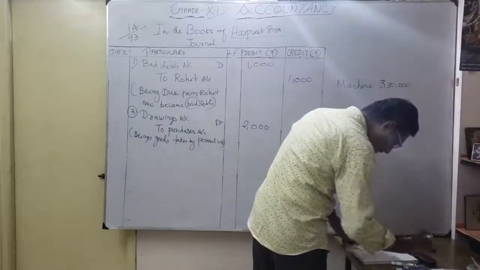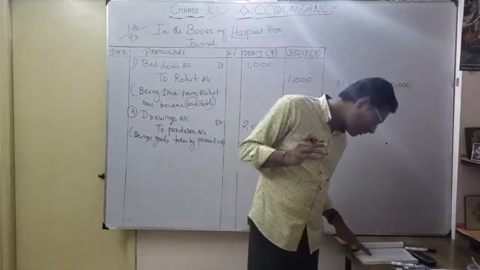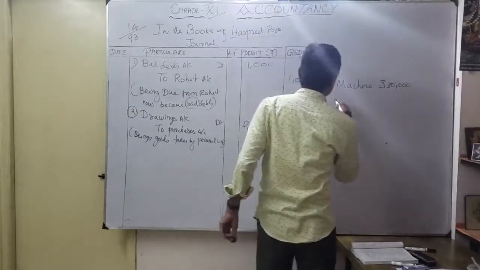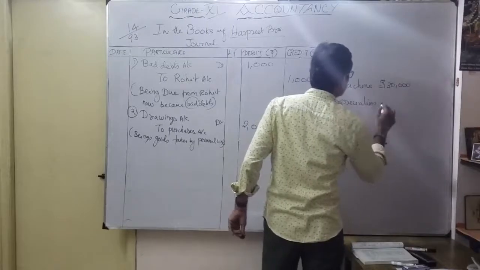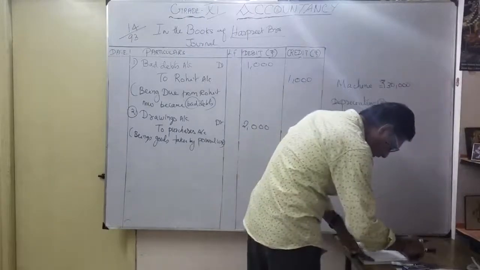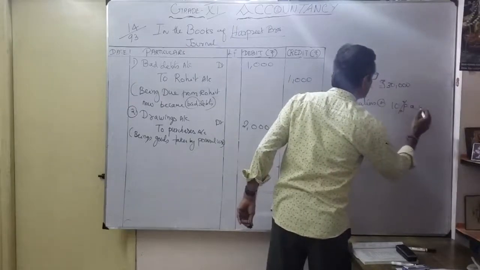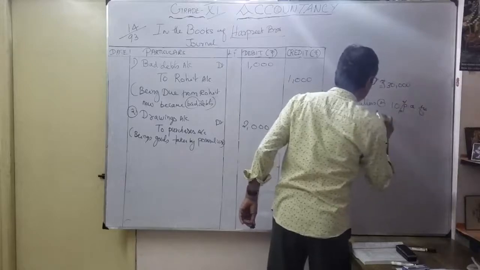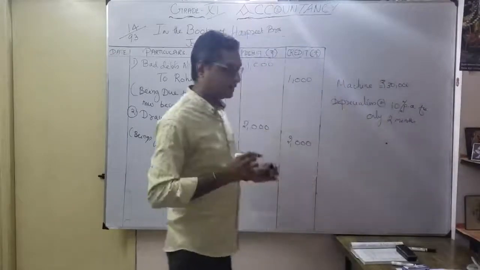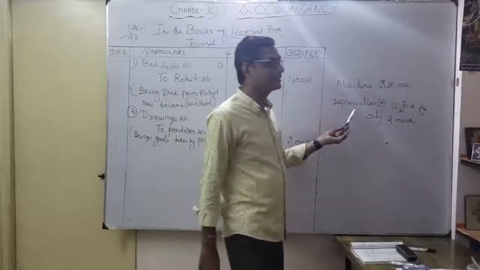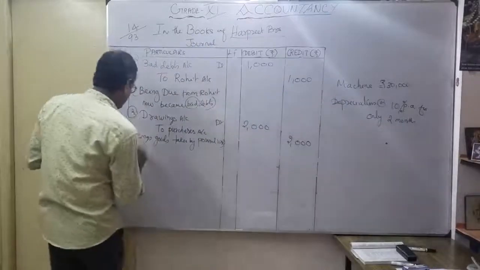See, what is it they say? Charge depreciation at 10% per annum for only 2 months. Okay, depreciation, how much to charge? At 10%, 10% per annum for only 2 months. Okay, so this is the information they have given. So how to do the entry? As you know, depreciation you debit for a particular asset to reduce the value. So that's what our third entry is.